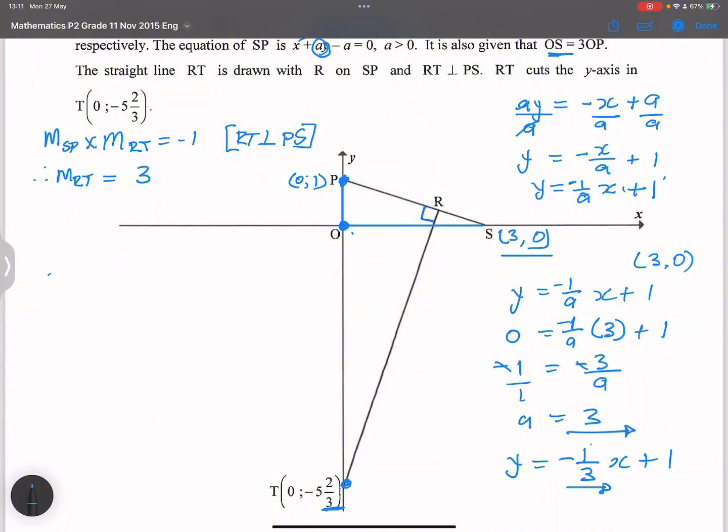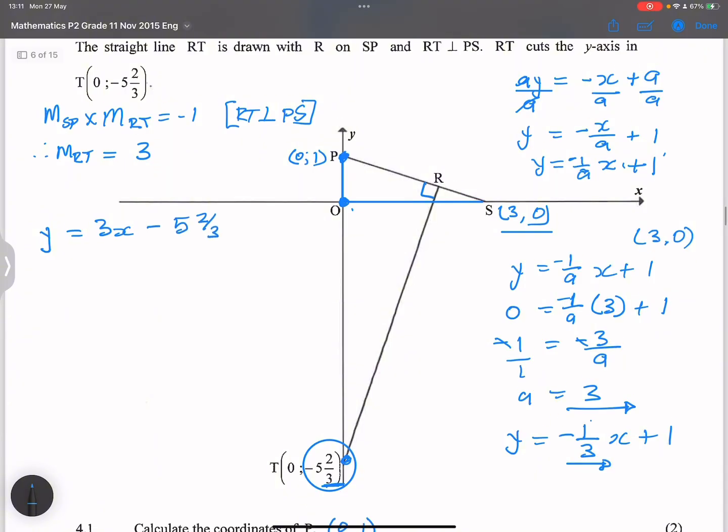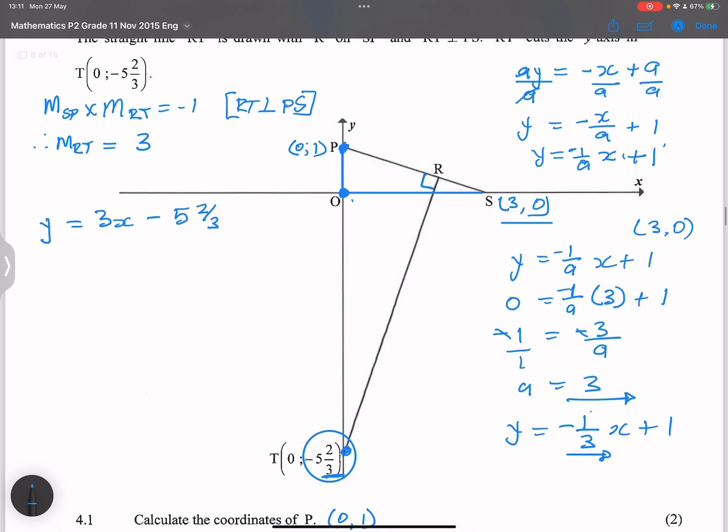So therefore, it means that the equation of RT would be y is equal to 3x, right? And there's our y-intercept, where x is equal to 0. So this is -5 and 2/3. I hope that makes sense, guys. You could have substituted the point T, where x is 0 and y is -5 and 2/3. You'll see that you get exactly the same thing.